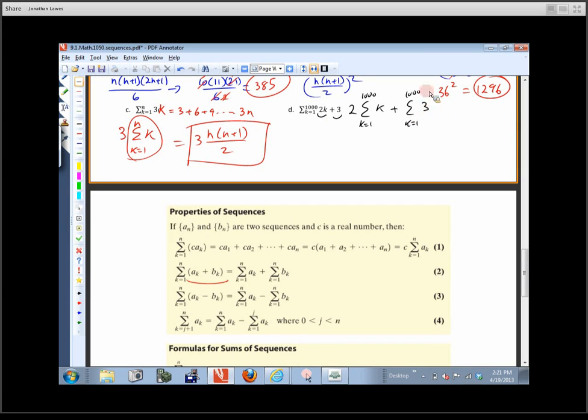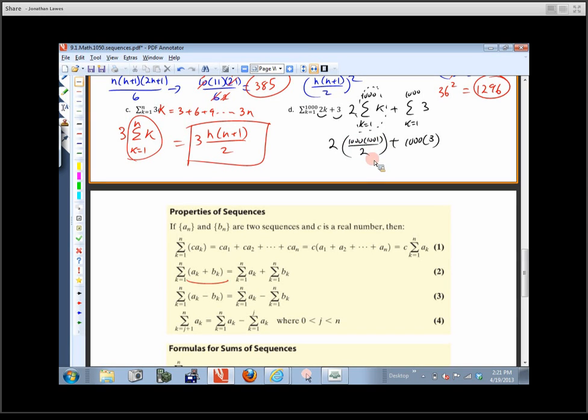Okay, let's do the easy one first. If it's just a 3 every single time, how many of them are there? There are 1,000 of them. So this is going to be 1,000 times 3. That's the answer to this one. That's an easy one. This is going to be 2 times some answer right here. Now take a good look at this. Didn't we figure this out already? And more importantly, don't think, well, that's 500,500. Think it's going to be 1,000 times 1,001 divided by 2.